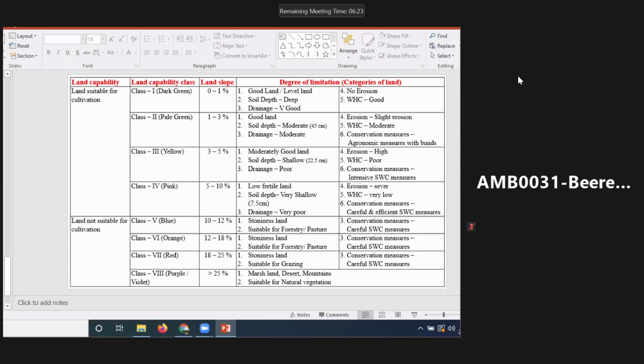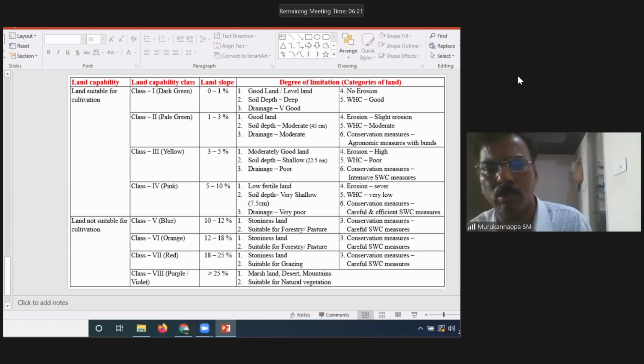The first 4, that is for land suitable for the cultivation. The next 4 is land not suitable for the cultivation.